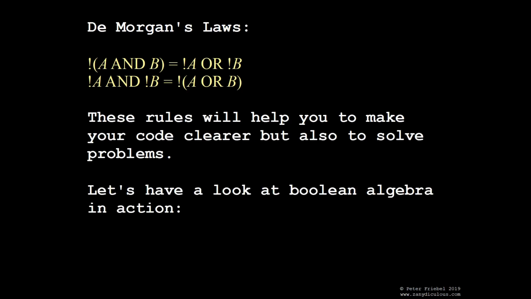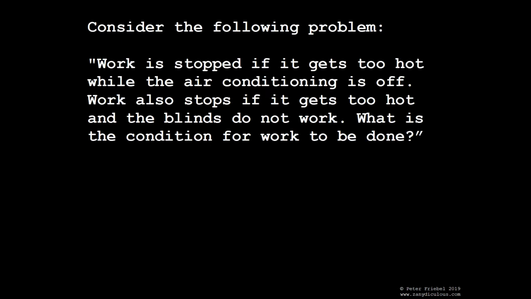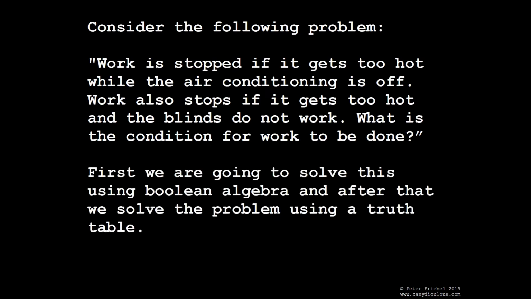Let's have a look at Boolean algebra in action. Consider the following problem. Work is stopped if it gets too hot, while the air conditioning is off. Work also stops if it gets too hot and the blinds do not work. What is the condition for work to be done? First, we are going to solve this using Boolean algebra, and after that we solve the same problem using a truth table.